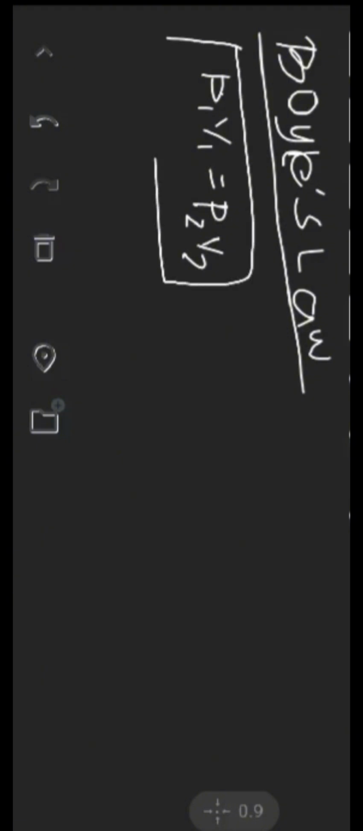Now, the equation that is associated with Boyle's law, you need to know that it is this equation. P sub 1 times V sub 1 equals P sub 2 times V sub 2. So, this is the equation that you're going to use when solving volume and pressure problems.